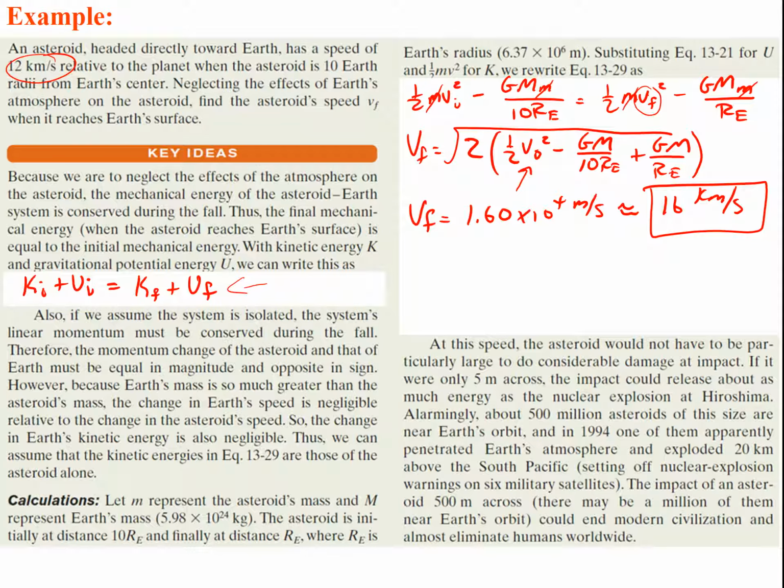setting off nuclear explosion warnings on 6 military satellites. So the impact of an asteroid 500 meters across, and there may be 1 million of them near Earth's orbit, could end modern civilization and almost eliminate humans worldwide. I love how cheery some of these examples can be.